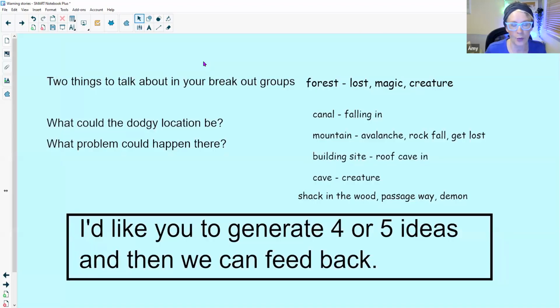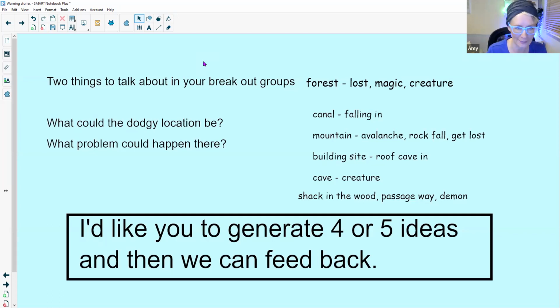And then we broke out into small groups. So I put the children into breakout groups, and you had a focus in there, thinking and brainstorming lots of different locations where we could set our own warning story. So dodgy locations. And also I wanted you to talk about what problem the main character might get into there. So the location and then the problem. Okay, so we're not thinking about the solution yet or the ending. We're just thinking about the setting and what's going to happen there.